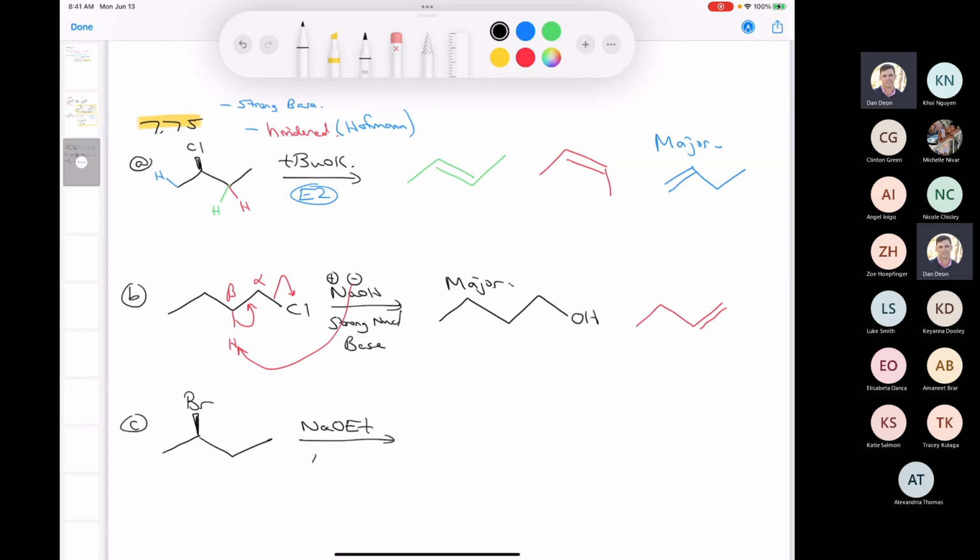So what's going to predominate? E2 is going to predominate. But if I have an unhindered base, what's going to predominate? Could anybody tell me, would it be the Hofmann product or the Zaitsev product if I have an unhindered base? And again, it's not a trick question. What's going to predominate here?